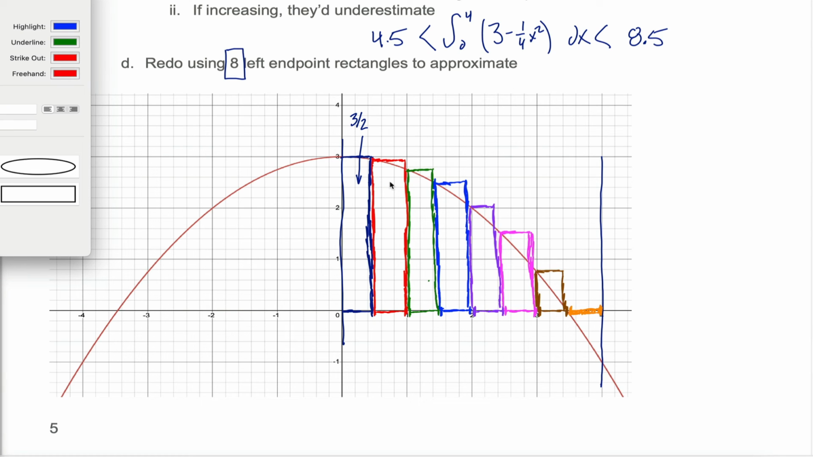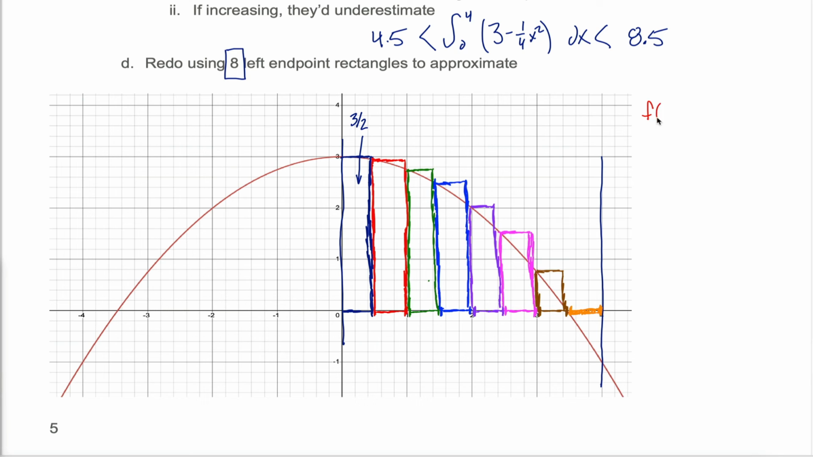To figure out the area of this second rectangle, its left endpoint is 1/2. So I have to put 1/2 into my function. So I get 3 minus 1/4 times 1/2 squared. 1/2 squared is a fourth. 1/4 times a fourth is 1/16. So I get 3 minus 1/16. 3 is 48/16. So 48/16 minus 1/16 is 47/16.